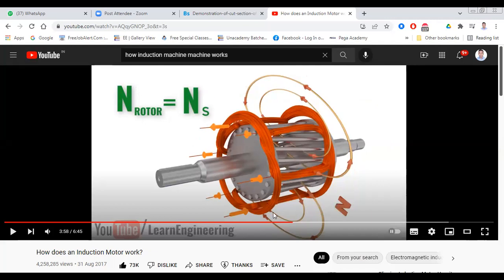That is the RMF. So if the rotor speed and the synchronous speed, the rotating magnetic field speed, are both the same, then what happens? Can anyone tell me? Then the motor does not rotate, because when these two speeds are equal, the rotor does not cut anything.